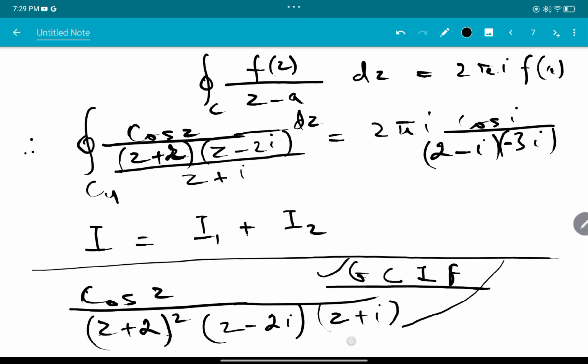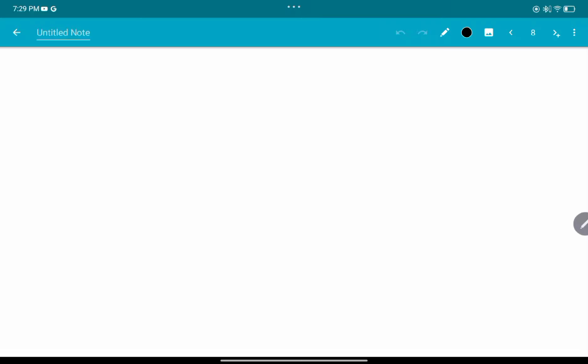How can we handle it? Let's take an example. We will first go for a very simple example that will be quite simple for you. For example, suppose you have to integrate this: the integral over C of e raised to z divided by z cube, dz.